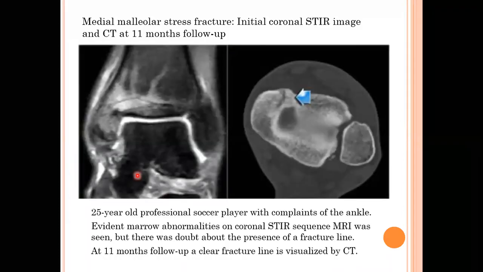This is a case of medial malleolar stress fracture. This is a coronal MRI STIR image in a patient with ankle pain showing marrow abnormality.